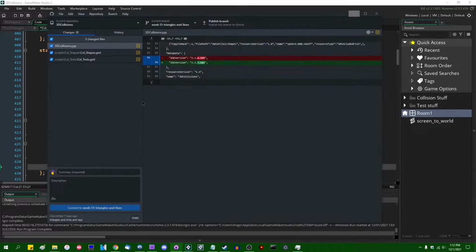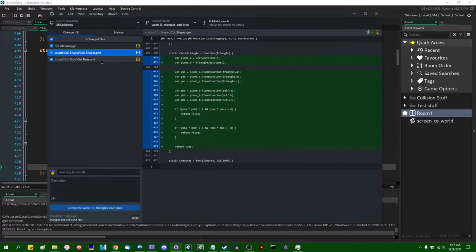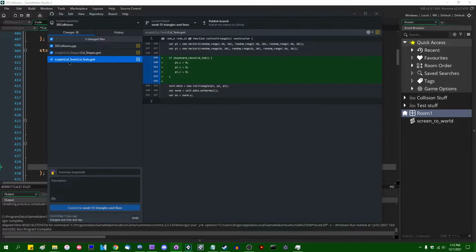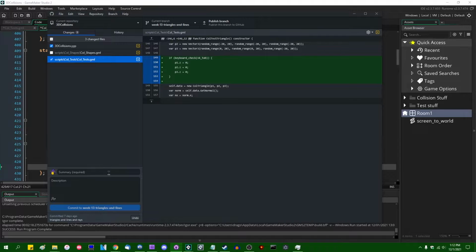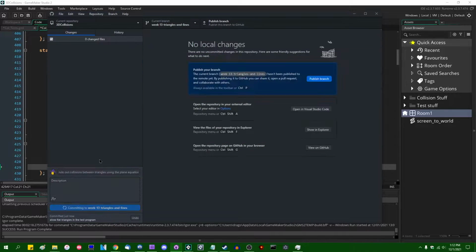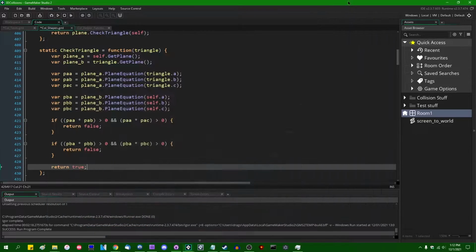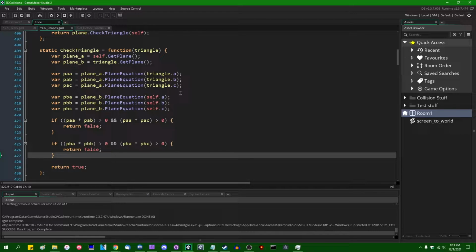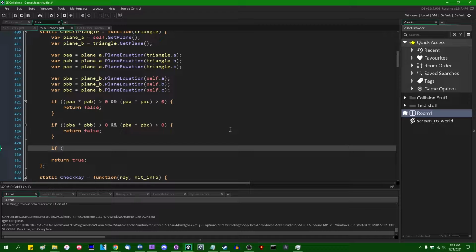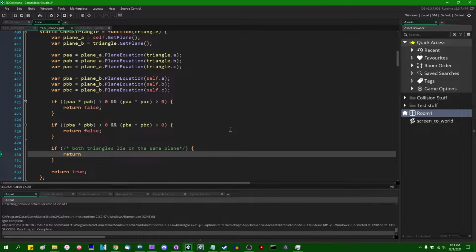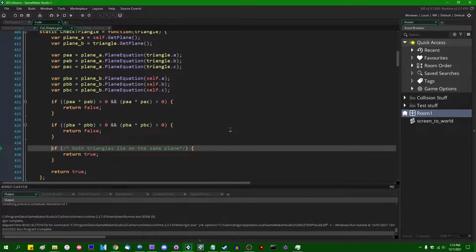I'm going to open up GitHub Desktop. Let's commit some of these changes first. This was just a little update to the test. Ruling out collisions between triangles using the plane equation. If both of these triangles do happen to lie on the same plane, I'm just going to return true here for now, and I will come back to this later.